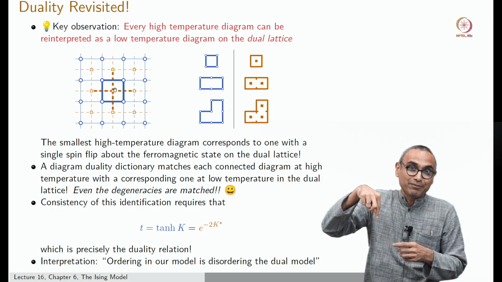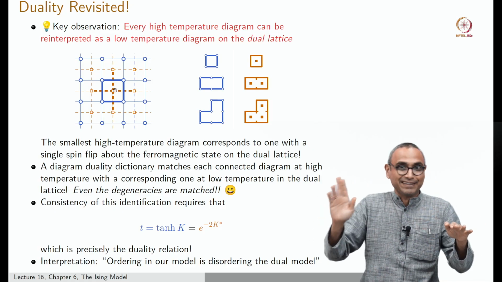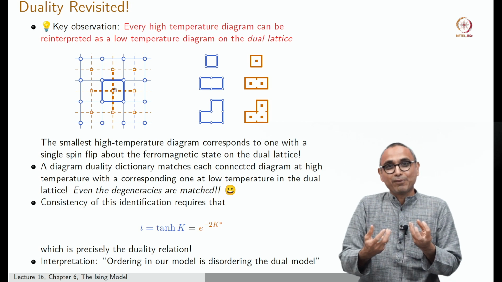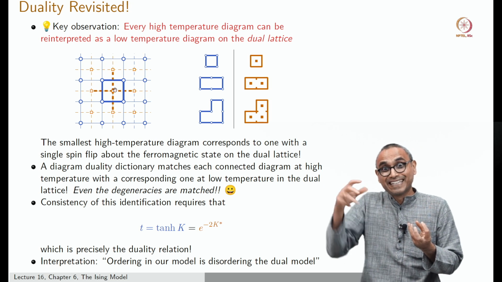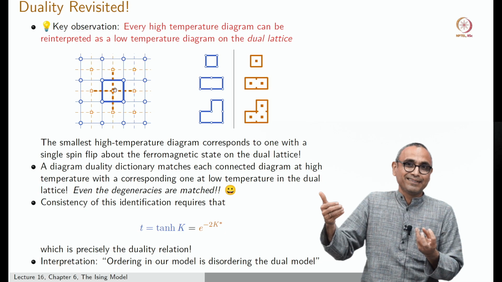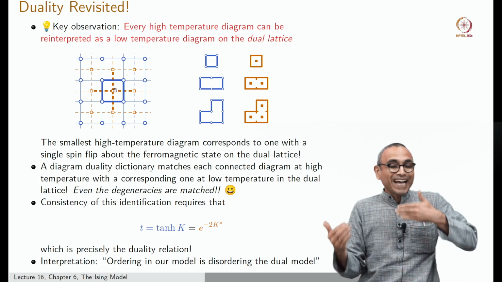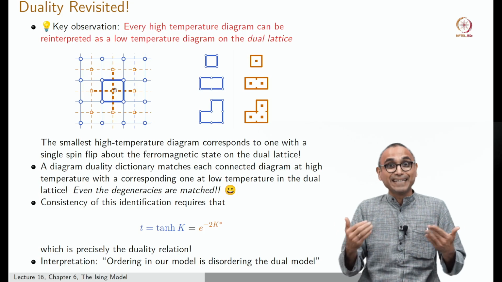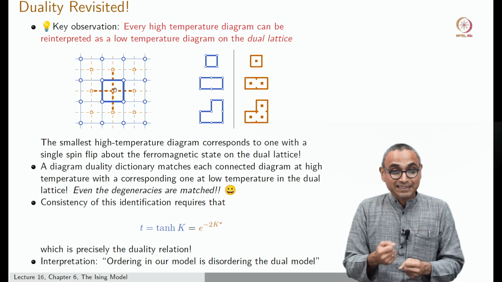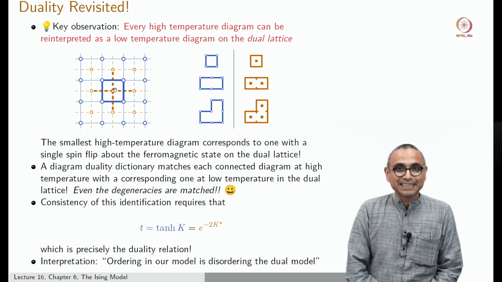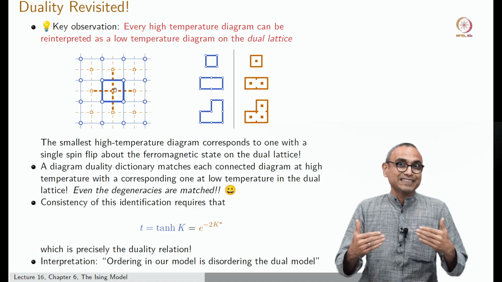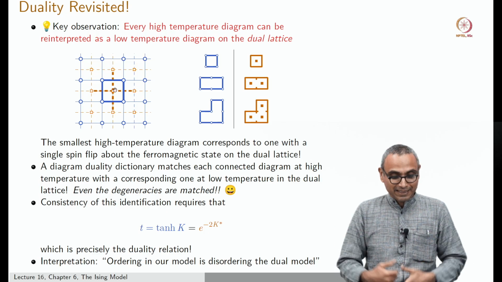Remember, a downspin flip is a defect in the ferromagnet. It's like a blemish. So ordering in my model corresponds to disordering in the dual model. So duality really connects order and disorder in a nice way. At least this is very clear in the Ising model. You can use these ideas to understand dualities in various systems.